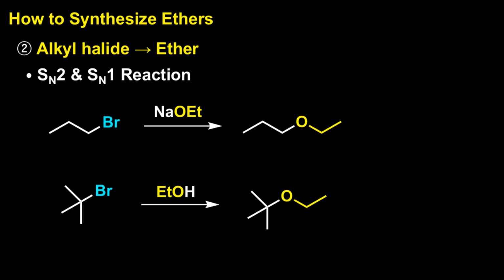But if the alkyl halide is tertiary, like in the bottom case, SN2 doesn't work because of all the steric hindrance. So instead, the reaction follows an SN1 pathway. First, the leaving group, Br-, falls off, and that forms a carbocation. Then ethanol steps in as the nucleophile and attaches to the carbocation. In both cases, you get an ether in the end, but which path the reaction takes depends entirely on the structure of the alkyl halide.